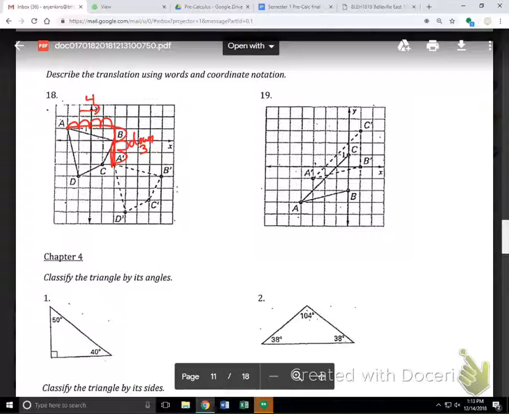Okay, so when I write this in words, I went right 4, down 3. And then to write it in symbols, we're at (x, y) arrow (x plus 4, y minus 3).